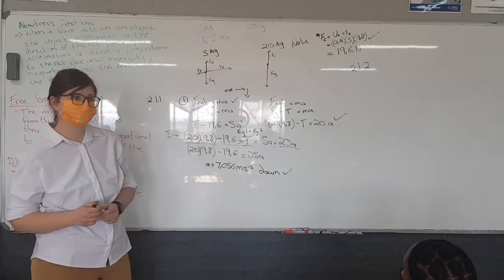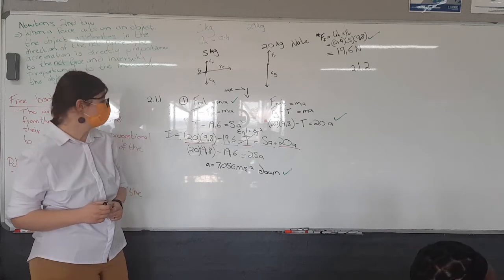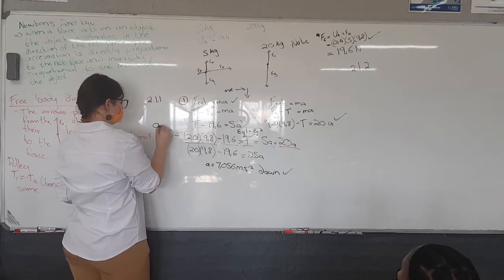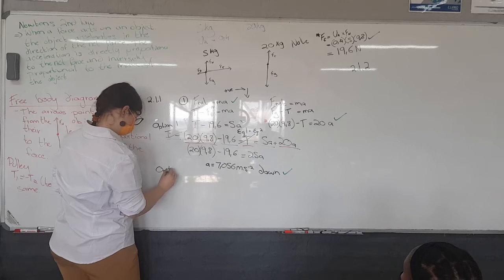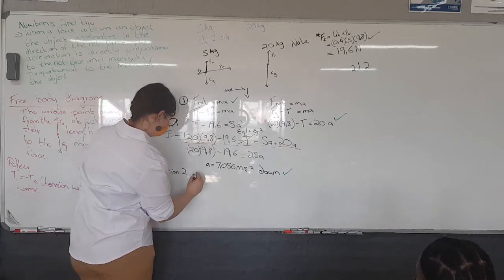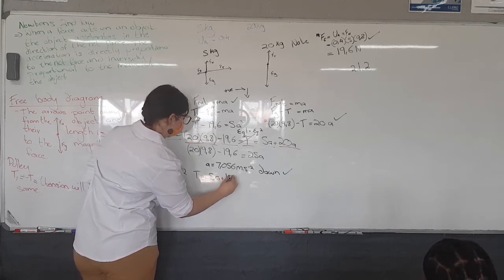I'm confused on where you added the equations together. Alright, so there's a separate way to add the equation. So we'll call this option 1. Option 2: we make tension the subject of the equation. So tension is equal to 5A plus 19.6.